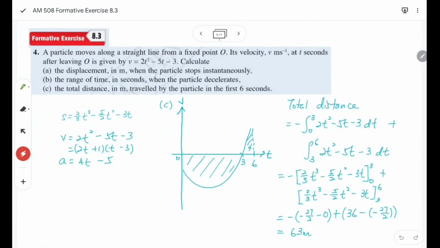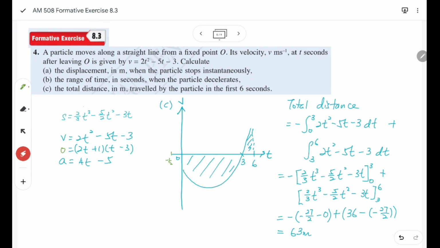C. The total distance traveled by the particle in the first 6 seconds. For the total distance, we first sketch out the function of v against t. So we get v equals 2t squared minus 5t minus 3, and after factorizing we get this. If this function equals 0, we will have roots negative 1 over 2 and positive 3. With a minimum point graph, we get our function v this way.